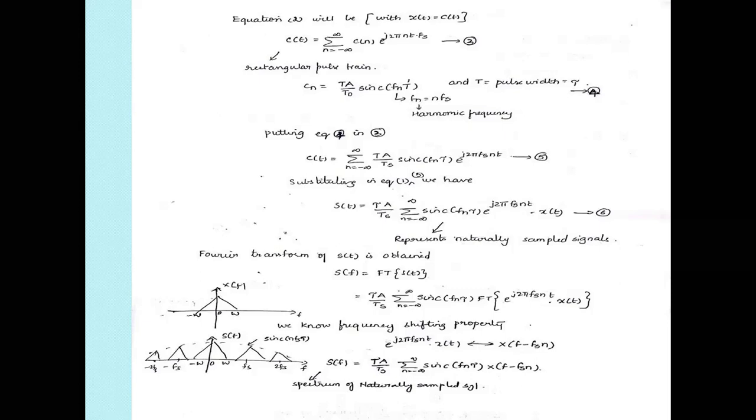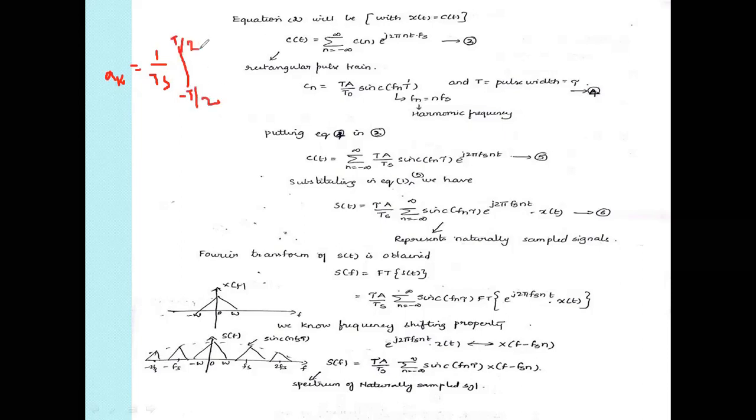Okay, my dear students. So from this equation you'll get x of t is equal to a suffix k, or a of k is equal to, and from the trigonometric function, if I use a k is equal to 1 by Ts into the integral from minus Ts by 2.